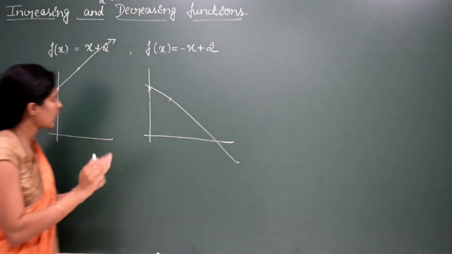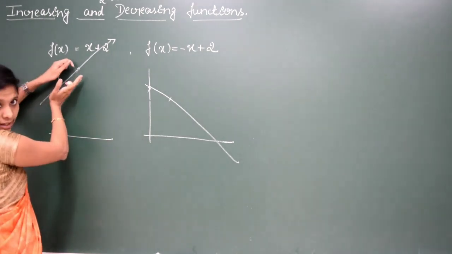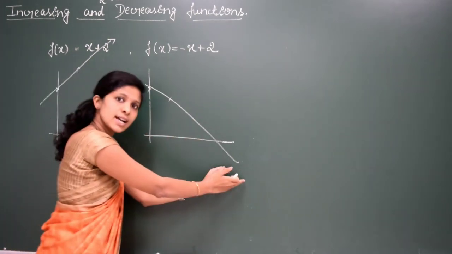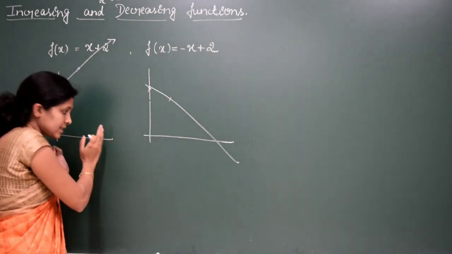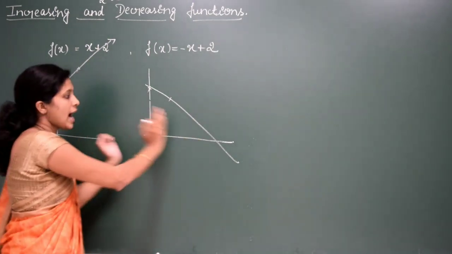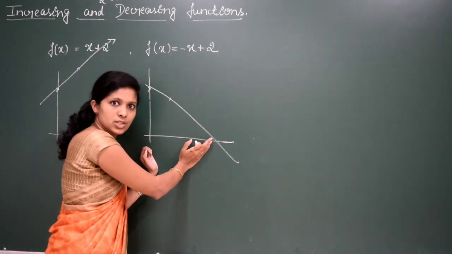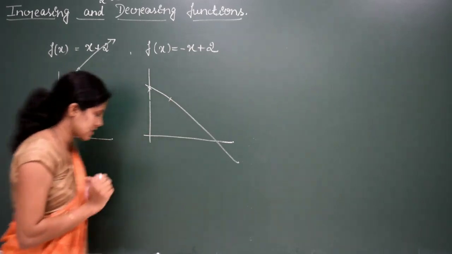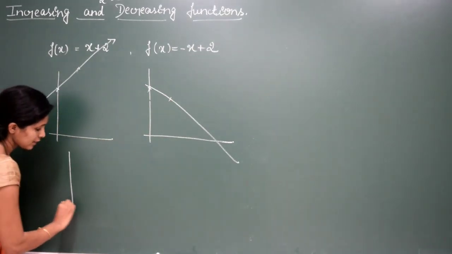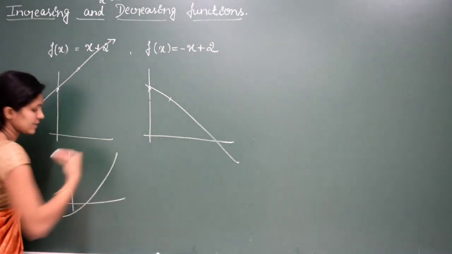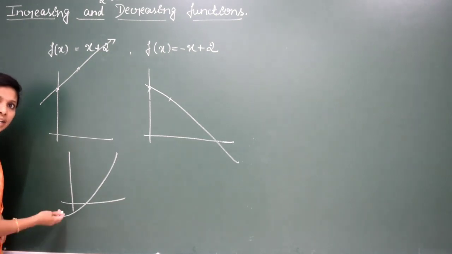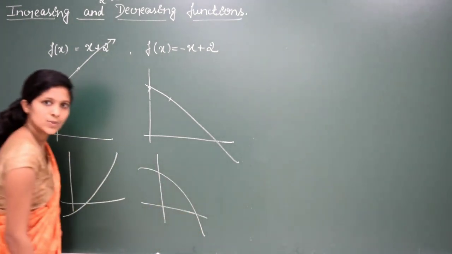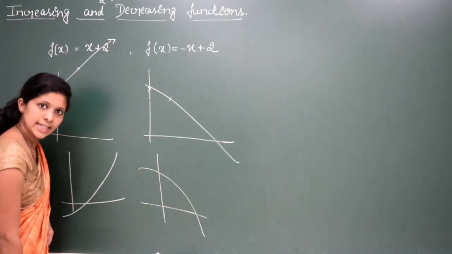Here what you have to observe is that the graph of this function is increasing. Here the graph of the function is decreasing. So we can say that this is an increasing function and this is a decreasing function. Is it clear? Only this much. For example, if I consider the graph of a function like this, it is increasing. If I consider the graph of a function like this, the graph of the function is decreasing.